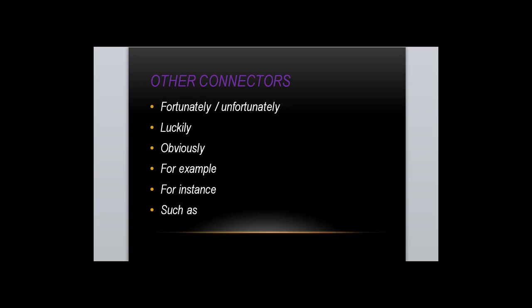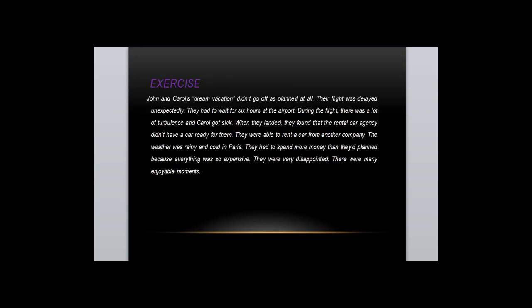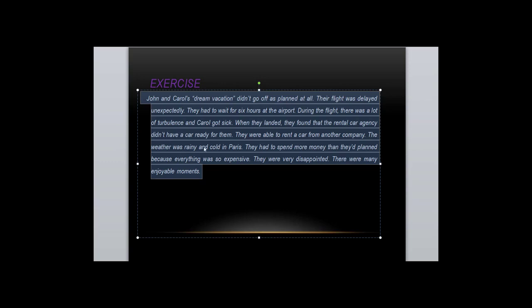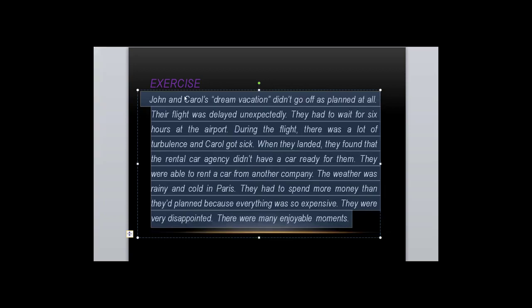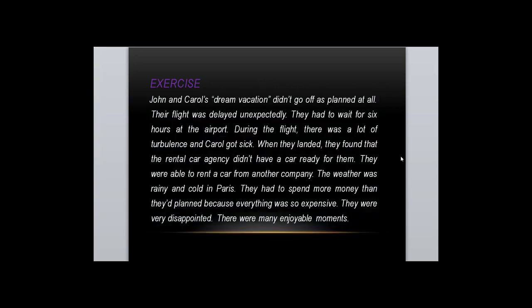Okay. Lastly, we'll go for an exercise. You see the exercise. John and Carol's vacation did not go off as planned at all. The flight was delayed unexpectedly. They had to wait for 6 hours at the airport. During the flight, there was a lot of turbulence, and Carol got sick. When they landed, they found that the rental car agency did not have a car ready for them. They were able to rent a car from another company. The weather was rainy and cold in Paris. They had to spend more money than they had planned because everything was so expensive. They were very disappointed. There were many enjoyable moments.